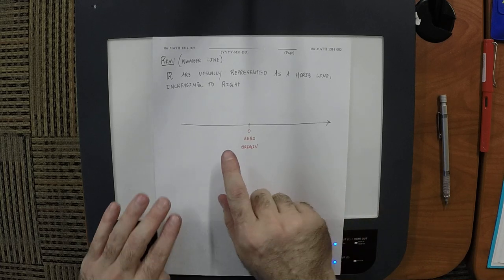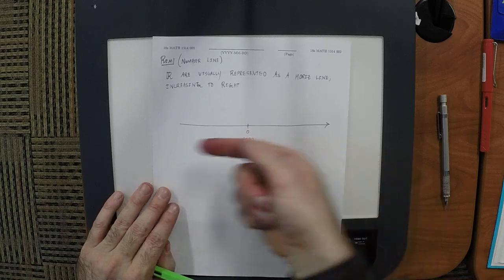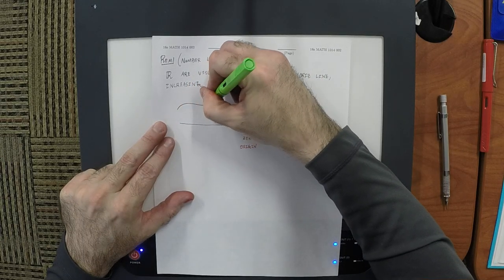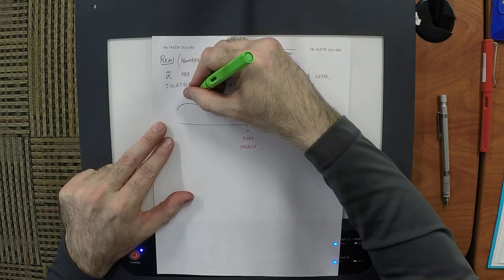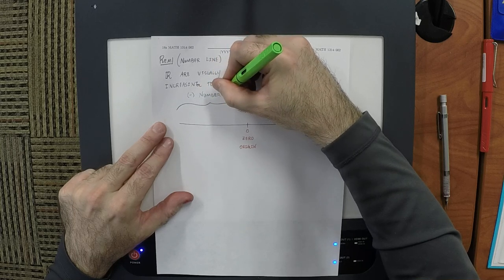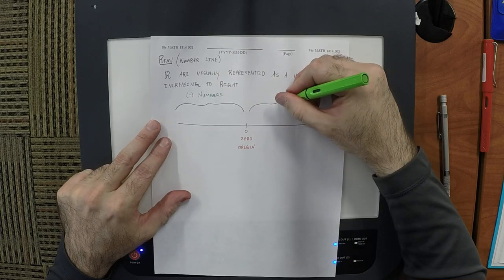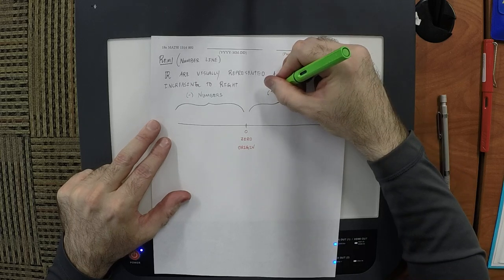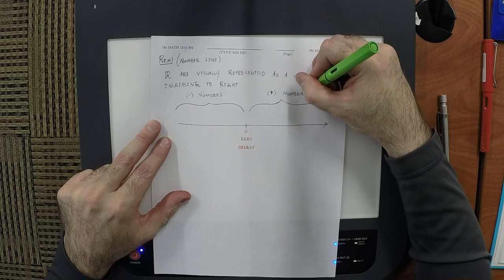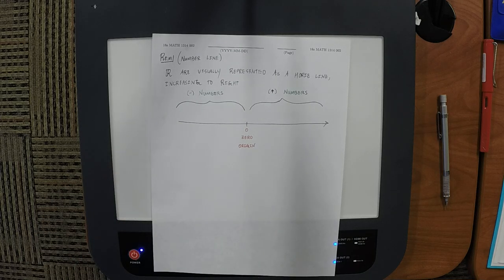Going to the right, values are getting bigger. Going to the left, values are getting smaller. The values which are to the left of the origin are called the negative numbers. The values to the right of the origin, no surprise, I suspect, when I say that these are called the positive numbers. Given any real, I can ask you about its sign. And most of the time when I say sign, I mean positive or negative.